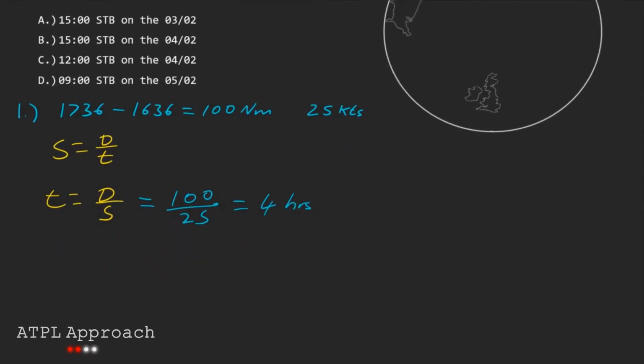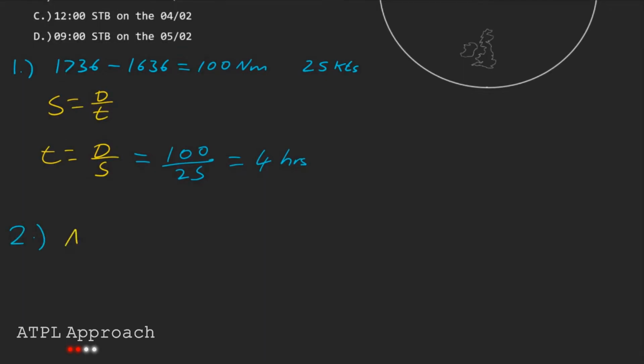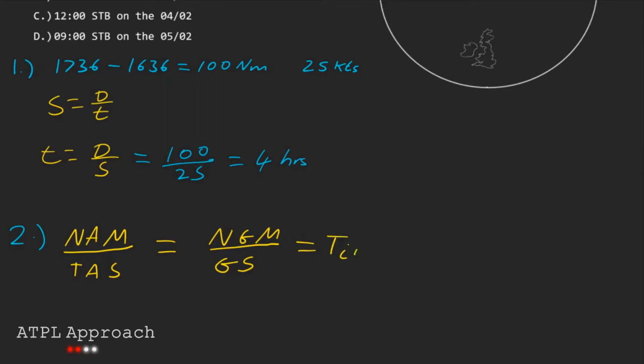Another method, which is what most students would have used, would be the nautical air miles over true airspeed equals nautical ground miles over ground speed ratio. This ratio is a repeat of what we just covered, as we know that the distance over speed is always the time. The reason students use this one a lot is because it shows up in flight planning often, so you do need to know how to use it anyway.